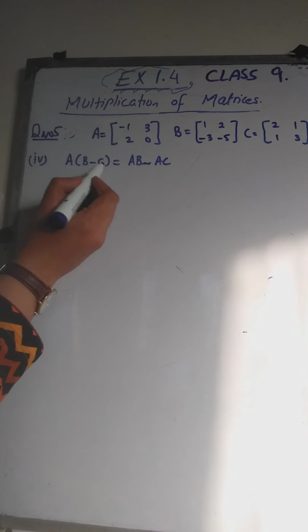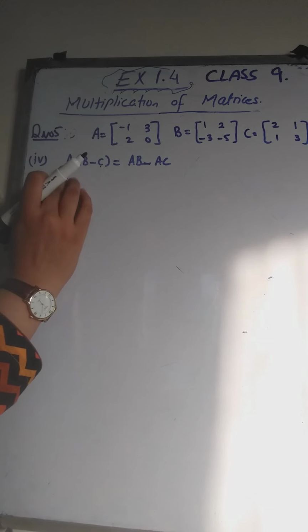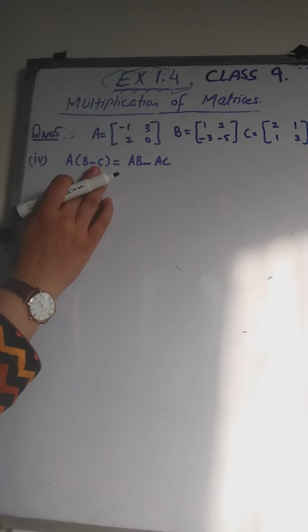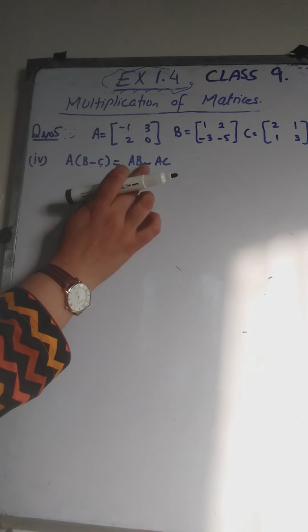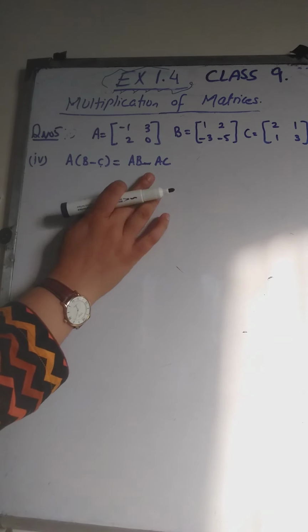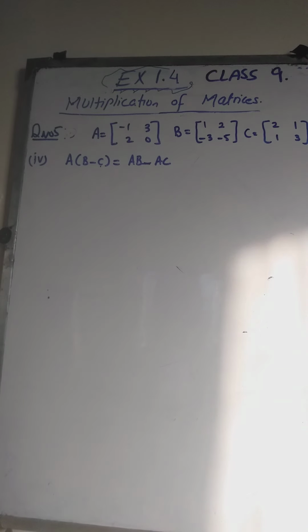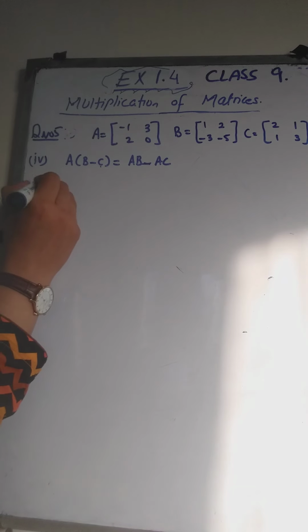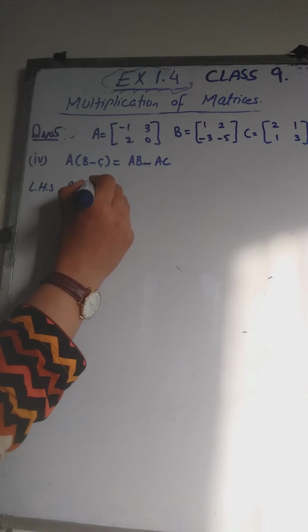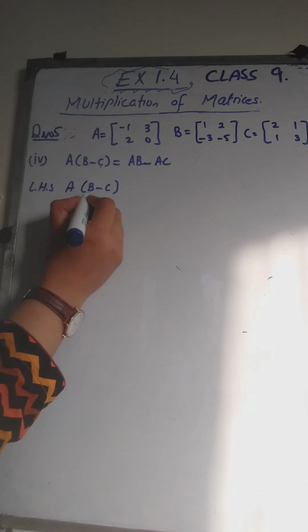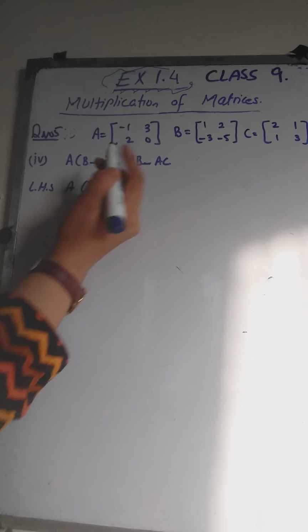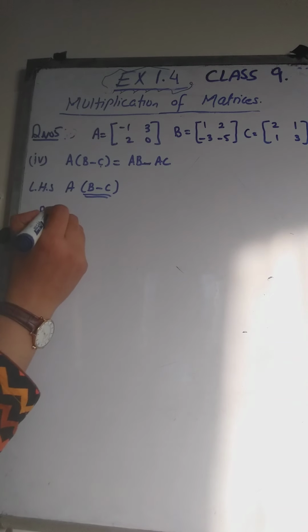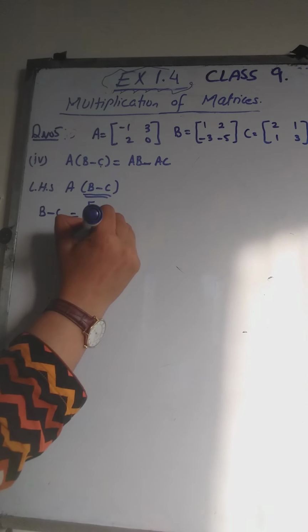If you have 3 matrices and you want to multiply A with B minus C, then you can do it by first multiplying A with B and A with C, and at the end do the subtraction. In both the cases the answer will remain the same, because the distributive property holds in multiplication of matrices. We will show it by verifying this expression, taking the left hand side A into B minus C. First we will calculate B minus C and then multiply it with A. But we can do it directly, both the things. Or first let us calculate B minus C to make it more clear.